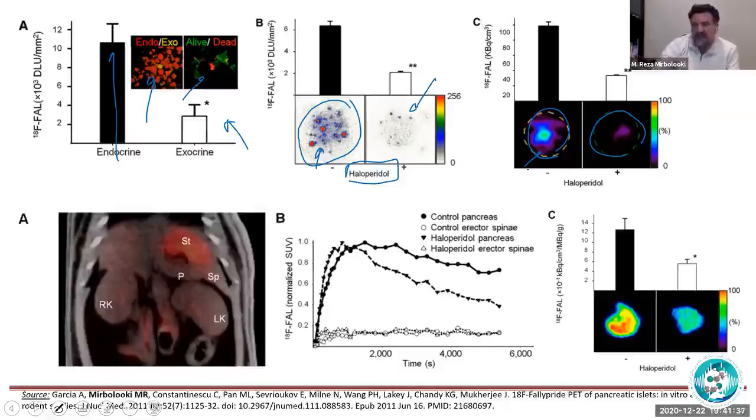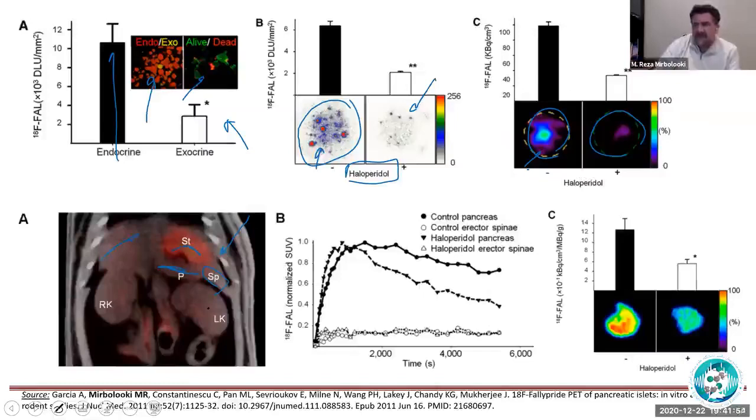So here in a PET overlay of a CT of a rat, you can see the spleen. The pancreas is between the spleen and the duodenum, so it's attached to the duodenum. You can see the stomach at the top of it. This is the liver, and these are the two kidneys.